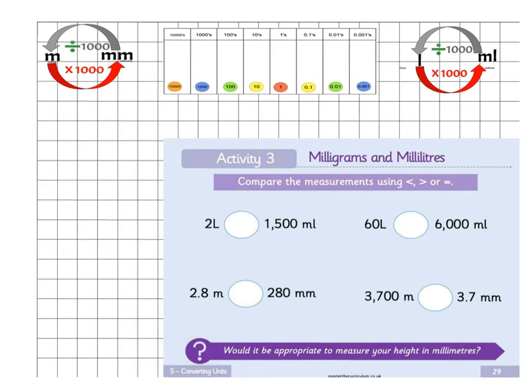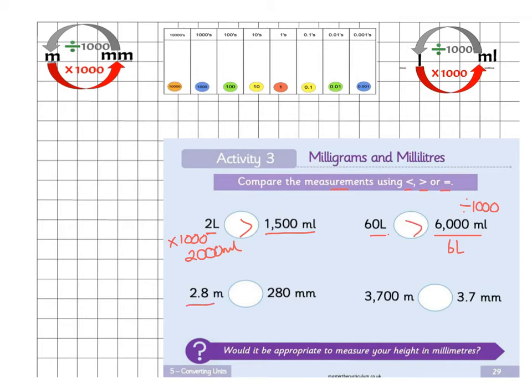Okay, so just like yesterday, this one is asking us to compare the measurements using less than, greater than, or equals to. So we have 2 litres, 1,500 millilitres. First thing you need to do is make sure they're the same unit of measurement. So I'm going to change litres into millilitres, and I know in order to do that, I need to times by 1,000. That would give me 2,000 millilitres, which is greater than 1,500. Okay, I've got 6 litres and 6,000 millilitres. So again, this time I'm going to change my millilitres into litres, and I'm going to divide by 1,000 in order to do that. So that gives me 6 litres. So again, that would be greater than.